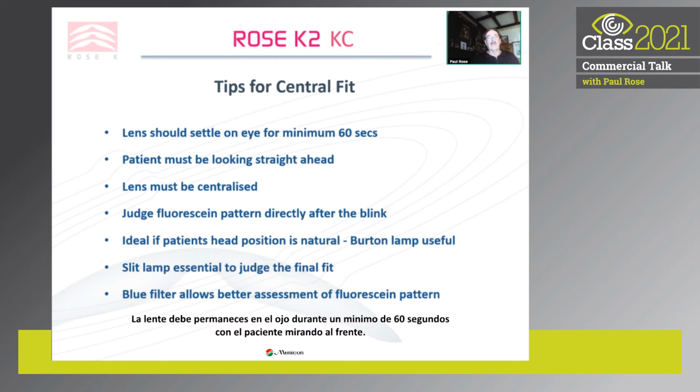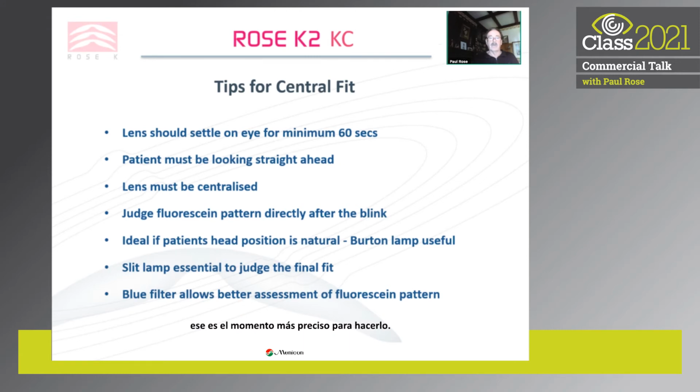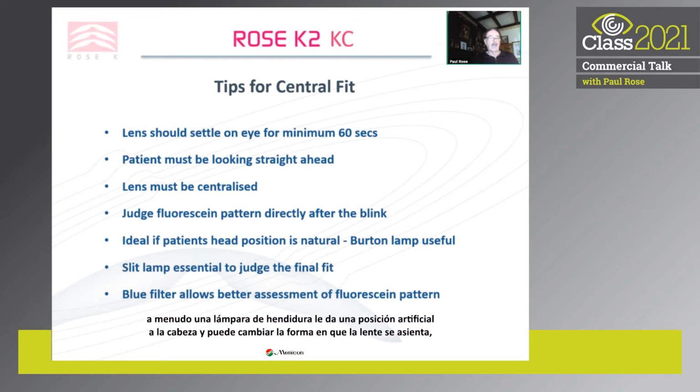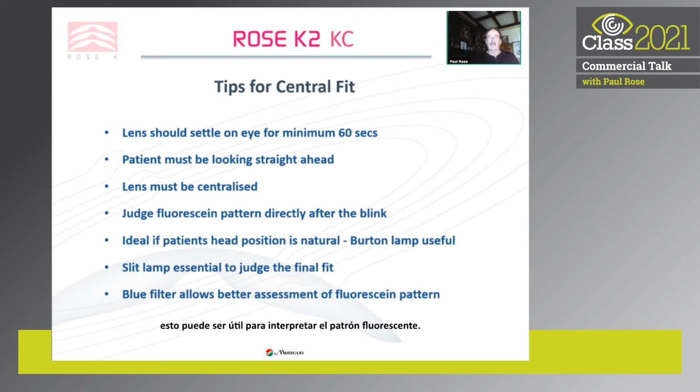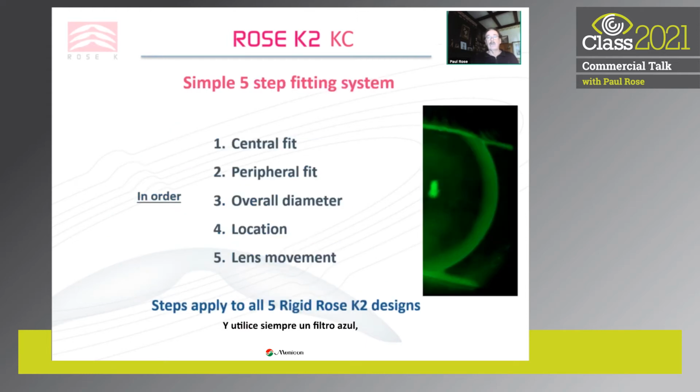The tips for central fit: the lens should stay on the eye for a minimum of 60 seconds with the patient looking straight ahead. Lens must be centralized, and judge the fluorescent pattern directly after the blink. That's the most accurate time to do it. Also, try to view it with the patient's head in a natural position. Often a slit lamp gives you an artificial head position, and it can change the way the lens sits on. So if you do have a lamp where you don't have to sit behind a slit lamp, that can be useful in interpreting the fluorescent pattern. And always use a blue filter, very important. It gives you a much better idea of interpreting the fluorescent pattern.